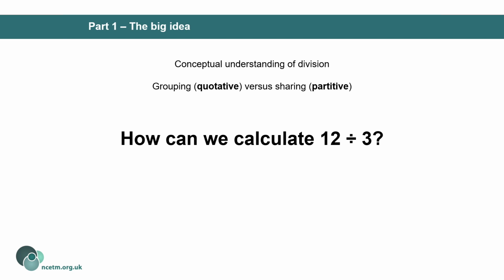Now what we want students to be thinking about is grouping instead. So instead of thinking about taking 12 and splitting it into 3 equal pieces, we're going to think about the number 12, and we're going to think about how many times we can physically fit groups of 3 into 12. So if we do it this way, we will end up with 4 groups of 3, and again revealing that the answer must be 4.